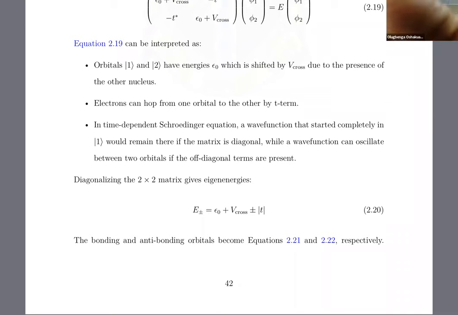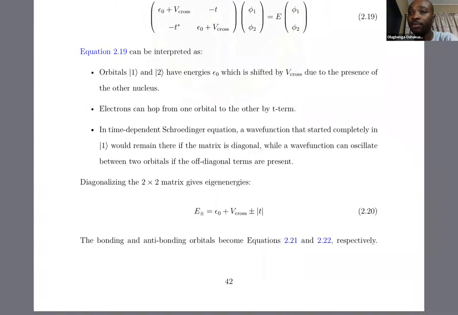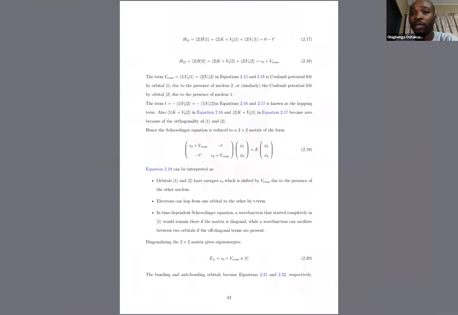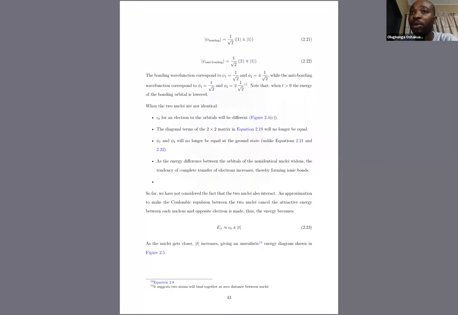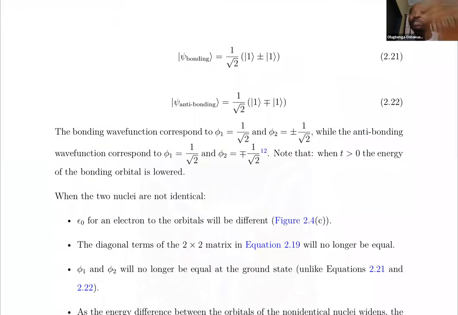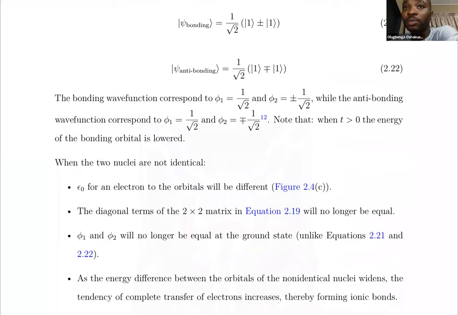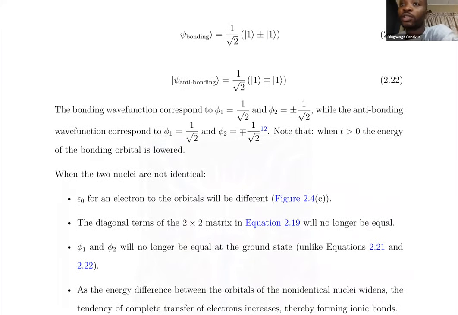So diagonalizing the 2x2 matrix gives equation 20. And from equation 20, we have equations 21 and 22, which are the bonding and antibonding energy terms. So far in this section, we've been talking about two hydrogen nuclei and one electron.